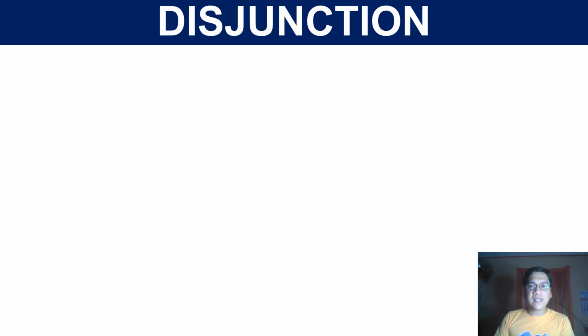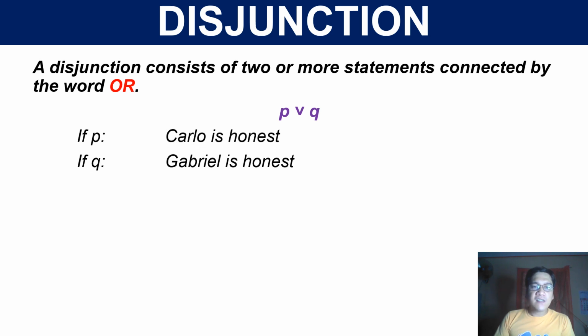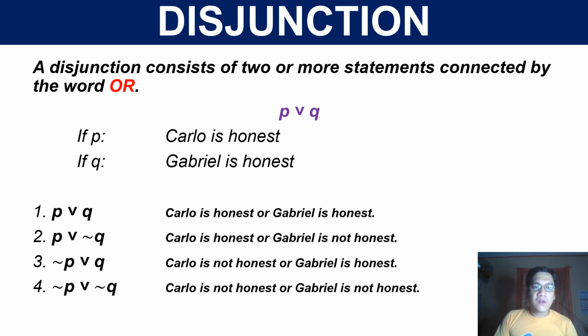So the next is a disjunction. What is a disjunction? A disjunction consists of two or more statements connected by the word or. In symbols, we can say P or Q. Now, let's look at an example. If P, Carlo is honest, and if Q, Gabriel is honest. So, number one, P or Q. So, we say, Carlo is honest or Gabriel is honest.